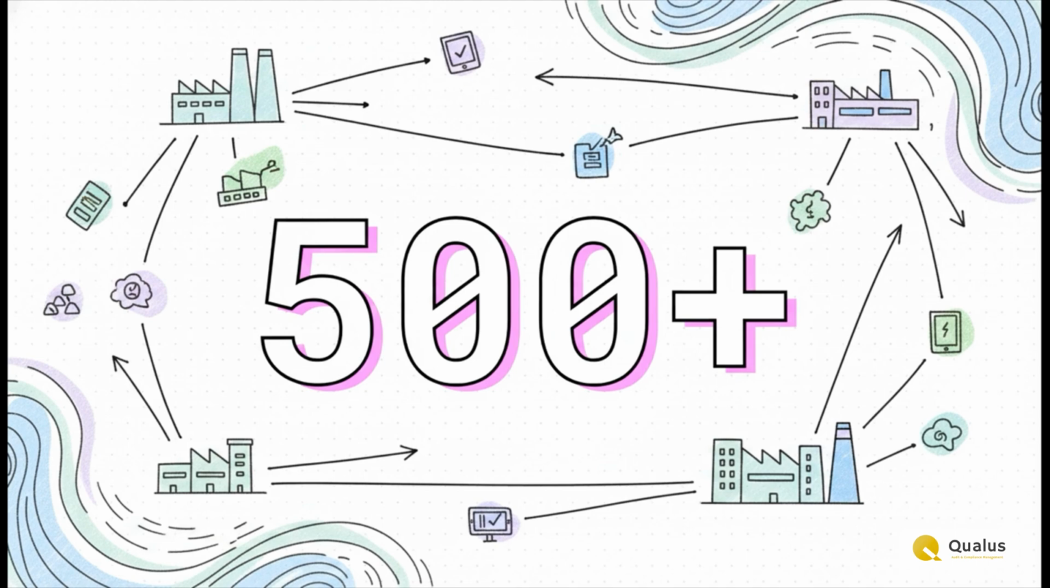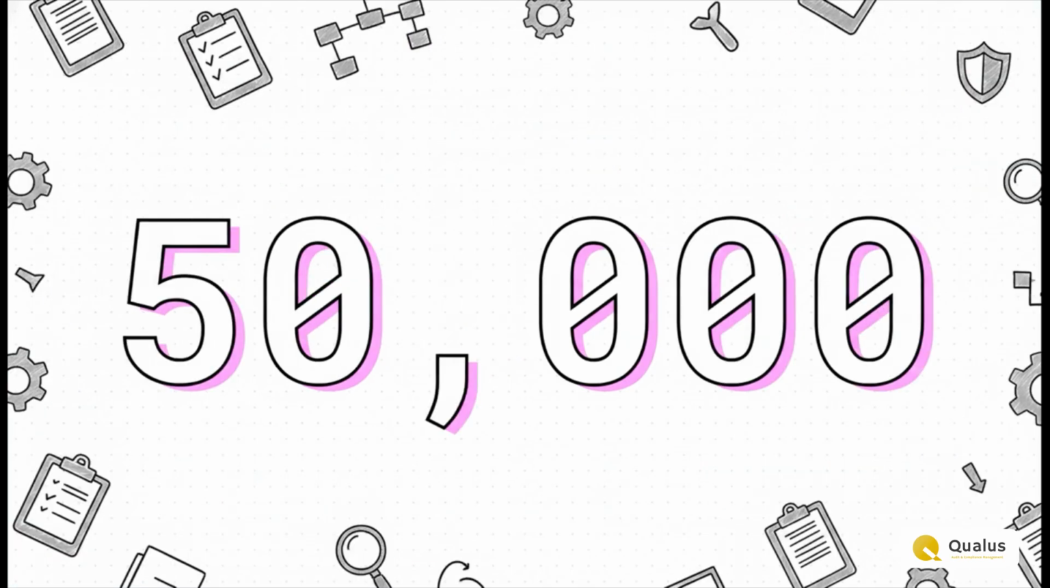Well, the sources note that organizations using the Qualus platform have successfully audited over 500 different sites. I mean, that is a massive operational footprint being managed without a single piece of paper getting lost in transit. No way you're doing that with a clipboard. Furthermore, they've configured over 50,000 checklists on the platform. Just think about the sheer volume of compliance tasks, safety checks, and quality assurance protocols that have been successfully digitized and standardized across those organizations. It's a huge amount of data, perfectly organized.